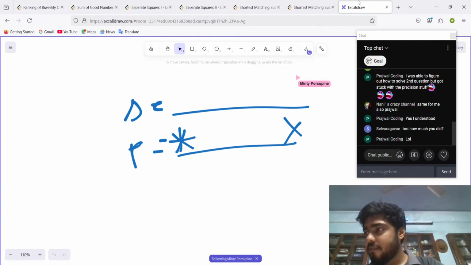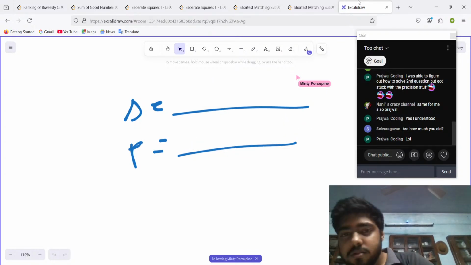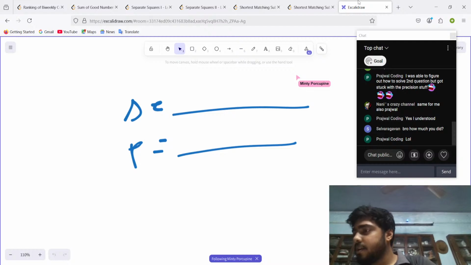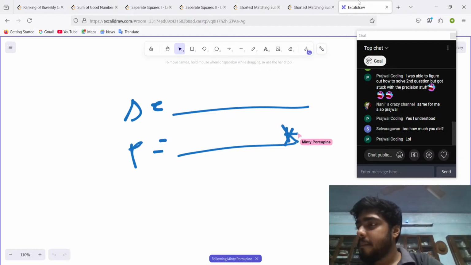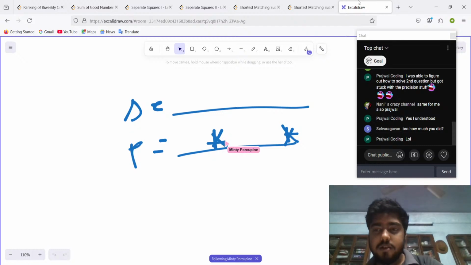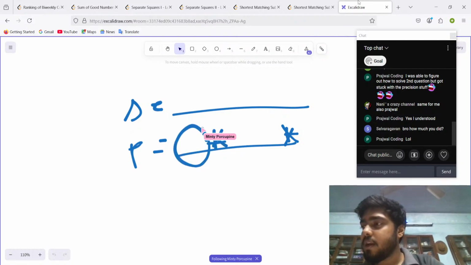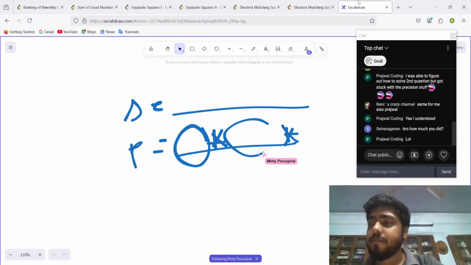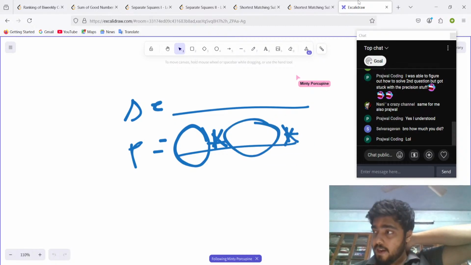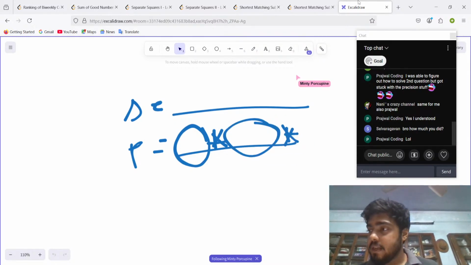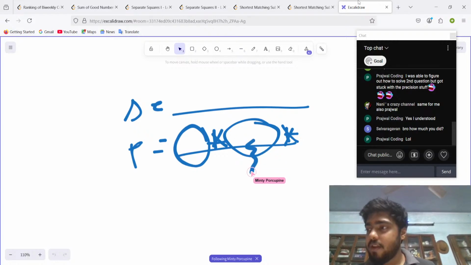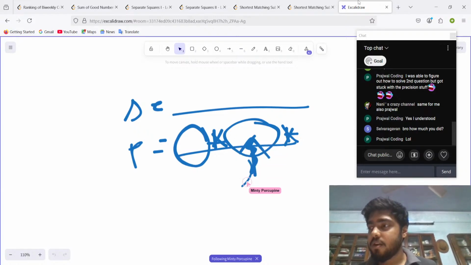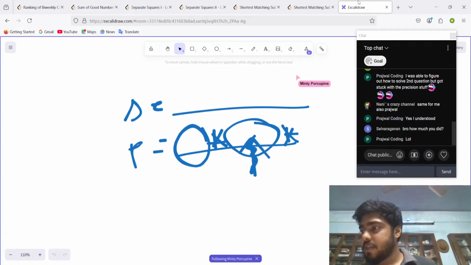But what if it is not the case? Let's say it is ending with a star, but it is not starting with a star. In that case, we have to find all the positions where this is occurring and all the positions where this is occurring. And for every this, we have to find which is the nearest one that has occurred like this.